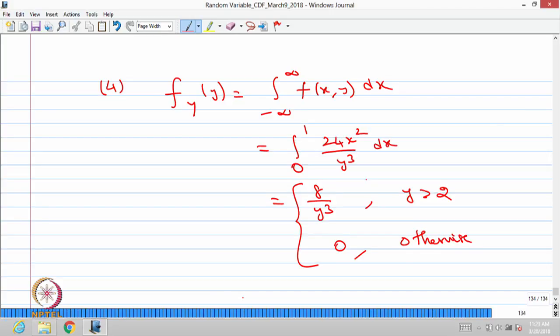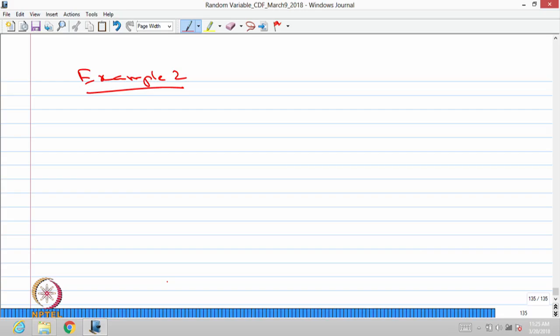Otherwise means the probability density function is 0 between minus infinity to 2. From 2 to infinity, the value is 8 divided by y cube. We will go for a second problem, example 2.